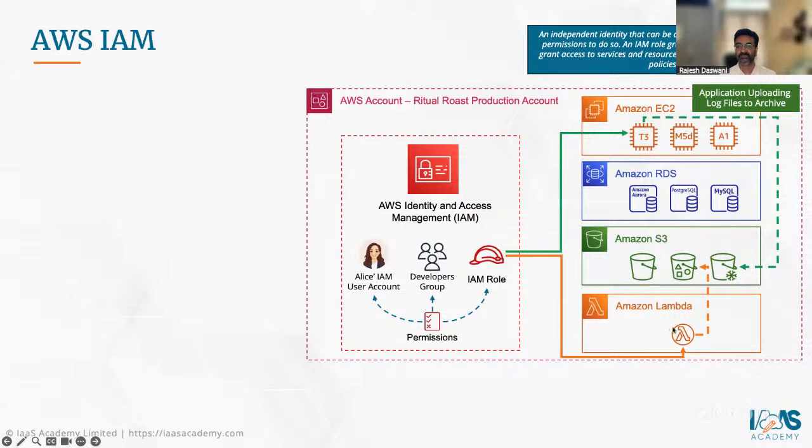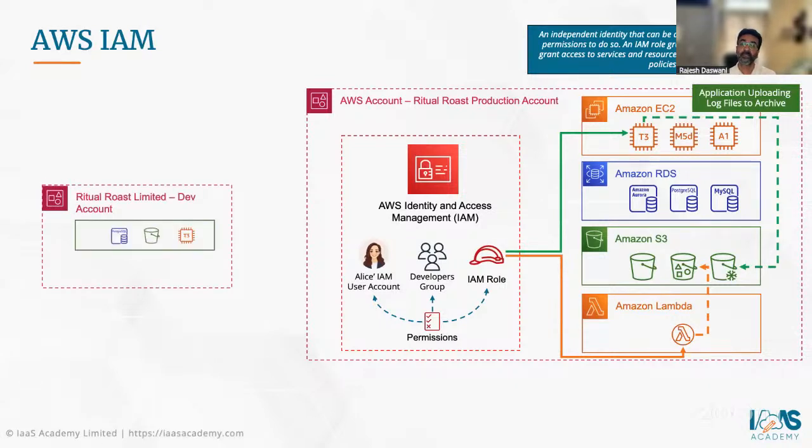So it too needs permission, and that can be granted via an IAM role. That's what we call a Lambda execution role. You can also use IAM roles to grant cross-account access. So for instance, Alice over here is currently working in the production account, but maybe she needs access to the dev account. Now, there are two ways of doing that.